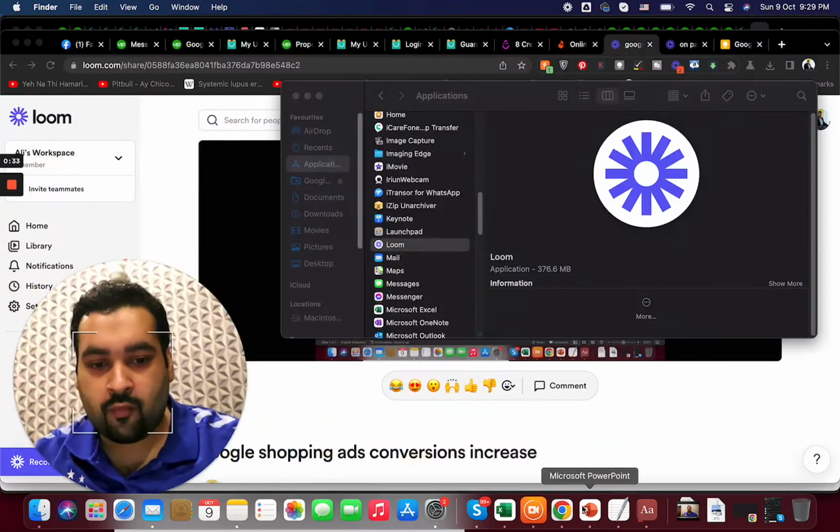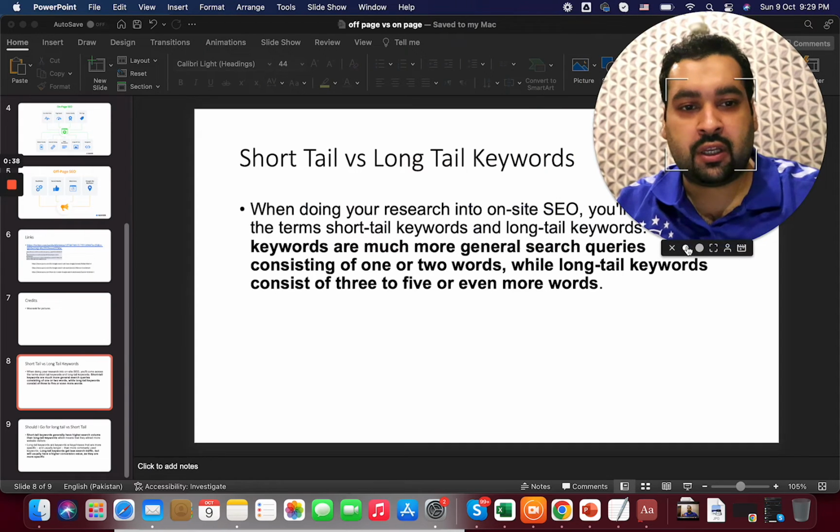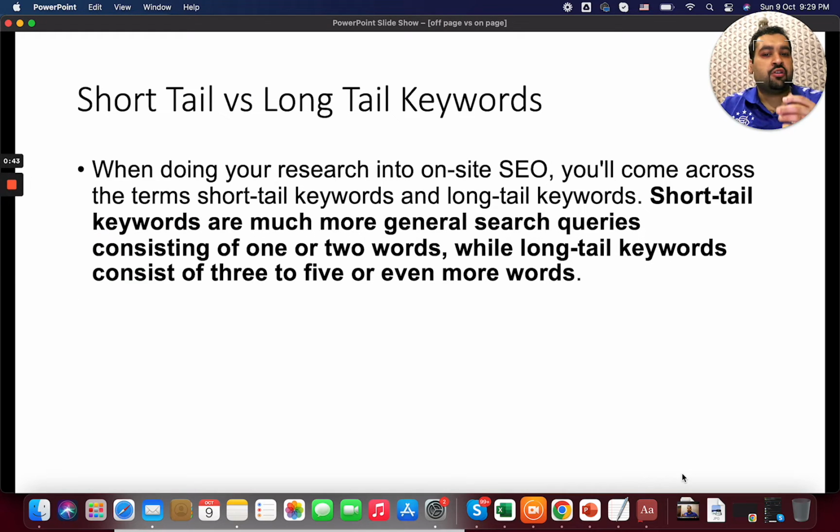First things first, the definition. When you are doing your research on on-site SEO, you will come across the terms short tail keywords and long tail keywords. Short tail keywords are much more general search queries which are highly searched, and people are looking for information regarding those. Long tail keywords are basically a group of 3 or more words combined into a keyword. Short tail keywords are less than 3 words: a combination of 2 words or a single word.